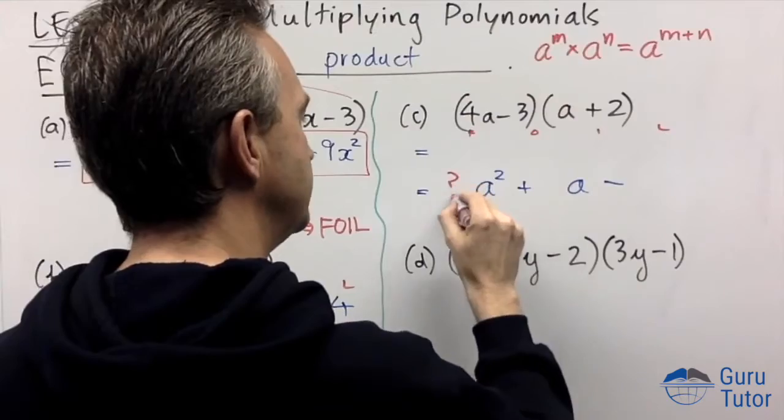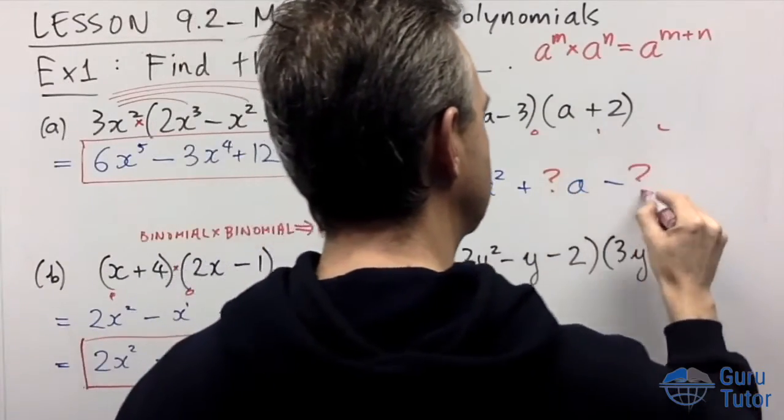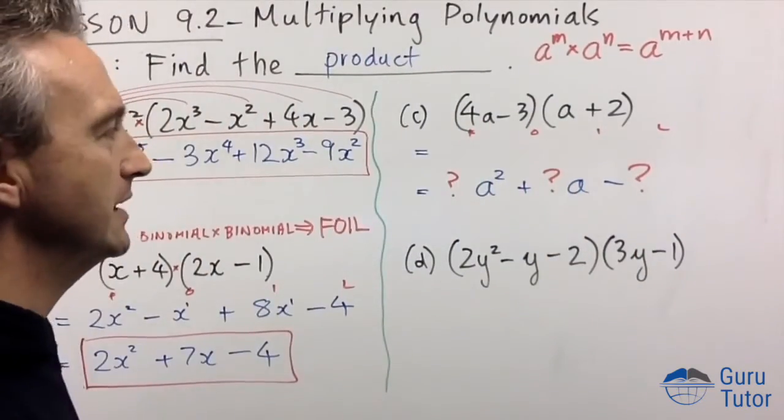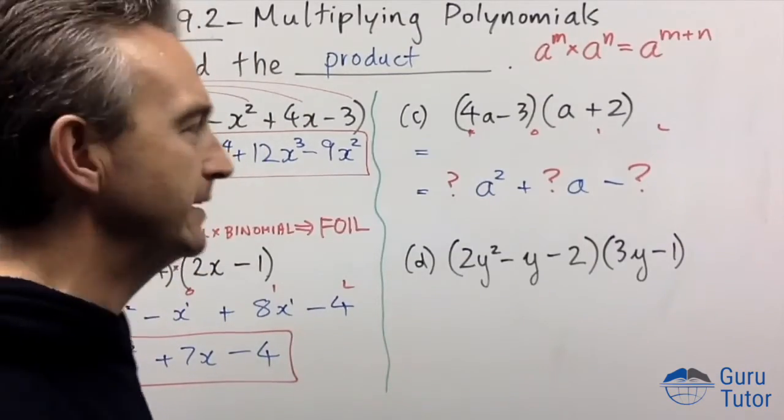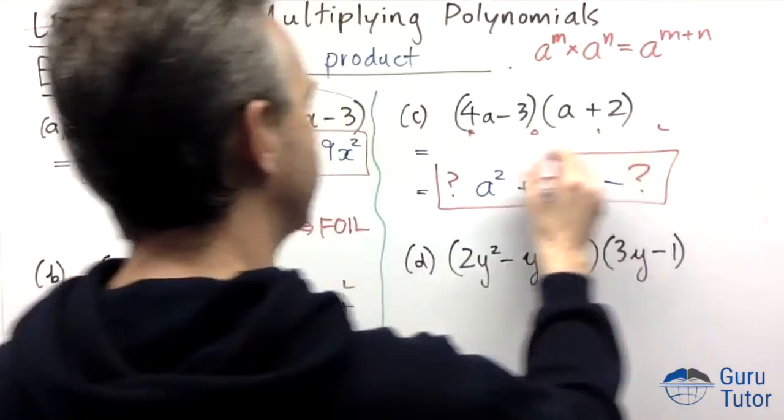What is it? Okay, after you've done FOIL and you've collected the like terms, what is the final answer? Put your answer in the comments, okay? And you can have a little bit of an argument about that if you disagree.